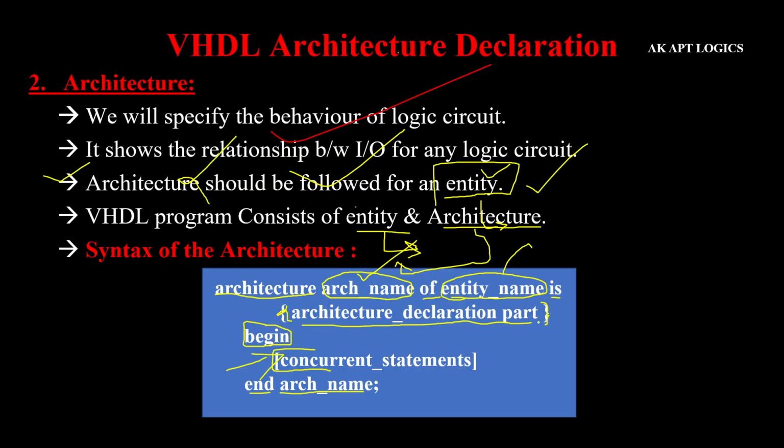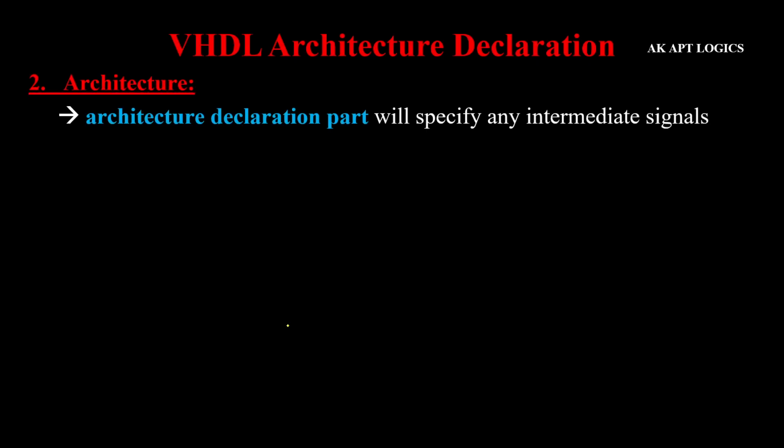the architecture declaration part. It means now we are going to see the architecture declaration part. The architecture declaration will specify any intermediate signals. In the entity we are going to specify the input and output ports, generic constants and also declarative items. In that we can also specify signals and types and any intermediate signals if available. If not, then we can specify those intermediate signals in the architecture itself.